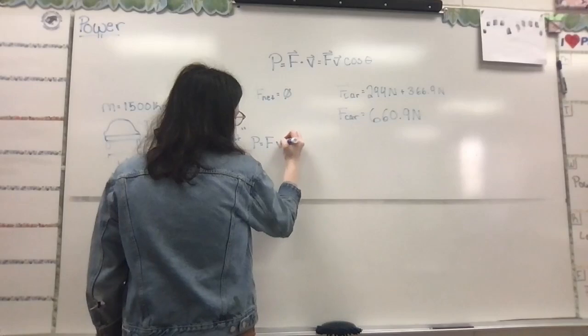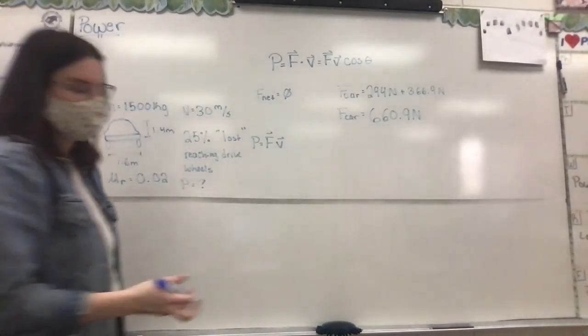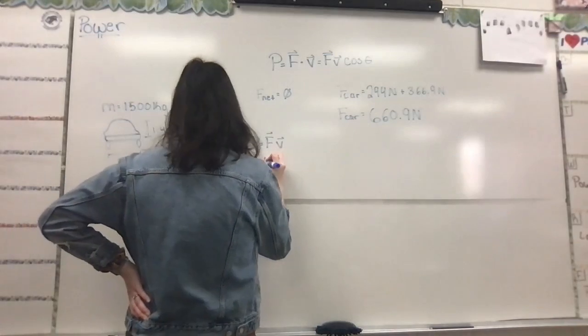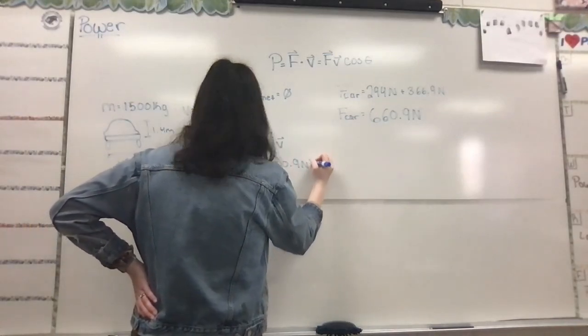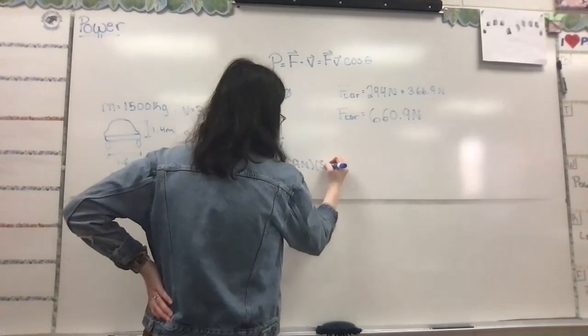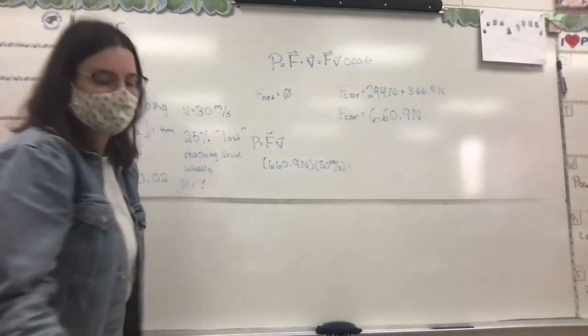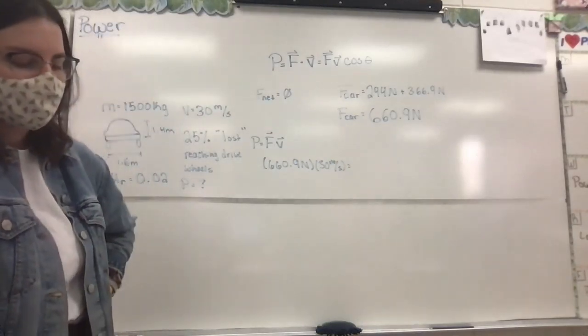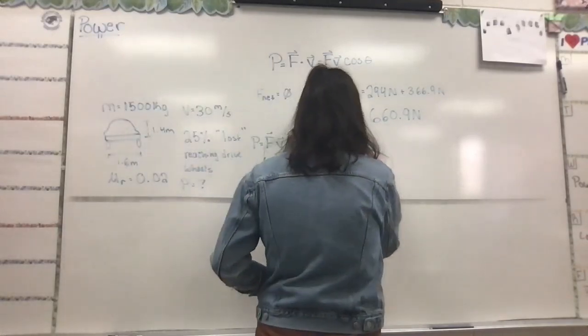Power equals force times velocity. Okay, what's our force? 660.9. What's our velocity? 30. Thank you for the meters per second. Okay, so what's our power? 19,827.